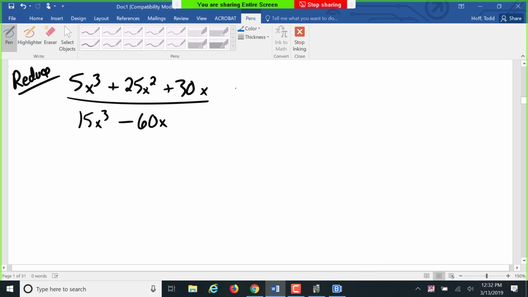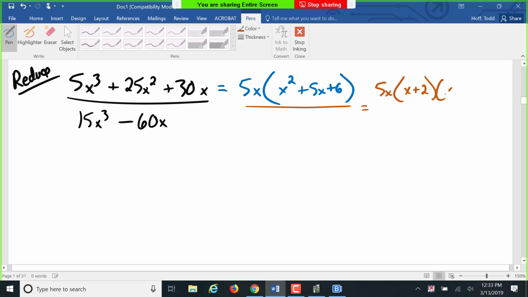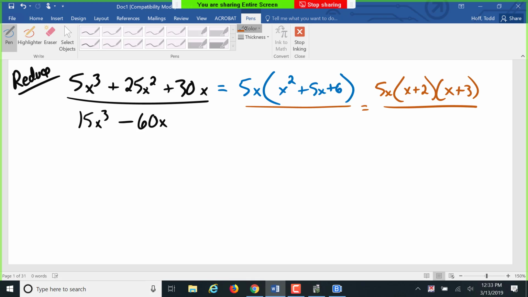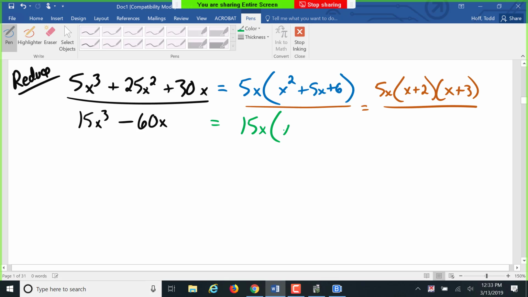So to factor these, on the top, the first thing I'm going to do is factor out a common factor of 5x, which will leave us with x squared plus 5x plus 6. And of course, that can factor further to be x plus 2, x plus 3. On the bottom, I can factor out a 15x, leaving me with x squared minus 4. And that can factor further to x plus 2, x minus 2.